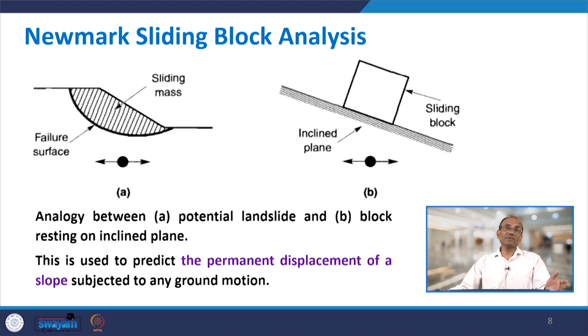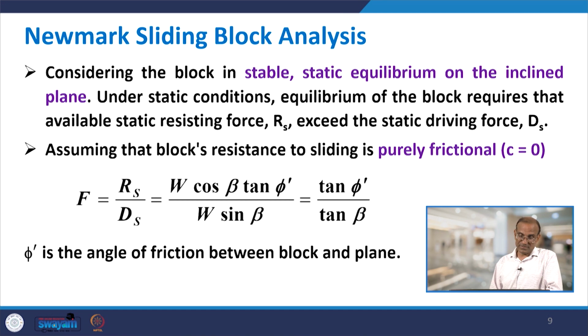Here the analogy given by Newmark is this. In figure A, you have a slide for the potential landslide, with the sliding mass and the failure surface, which could be circular or some different shape, as we discussed in the last lecture. This potential sliding mass can be compared with a block on an inclined plane in the second case. So you have an inclined plane and a sliding block. In a static case, the sliding block and inclined plane are sitting on each other, and we can find the factor of safety.